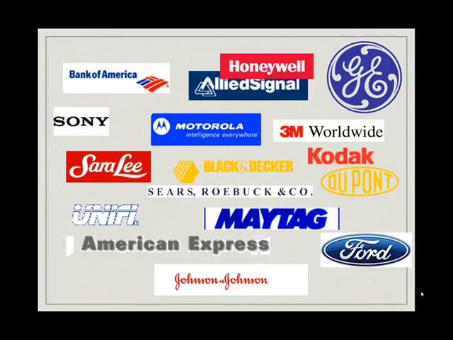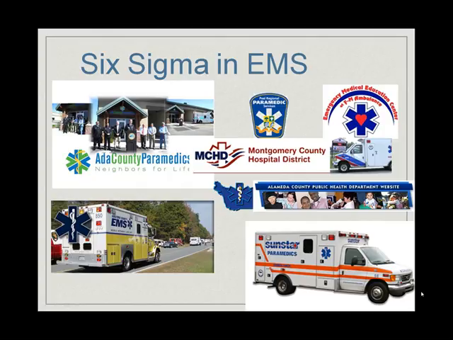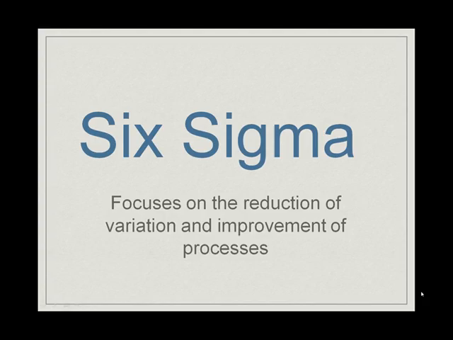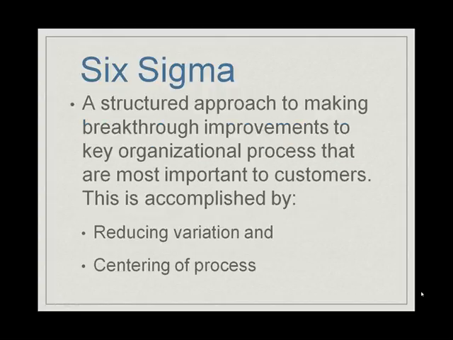Numerous companies and industries have utilized Six Sigma and continue to do so today, and we're rapidly seeing Six Sigma become more prevalent in the EMS community, with many organizations utilizing it either as an overarching concept or utilizing some of the principles that we'll talk about. So what is Six Sigma? Six Sigma focuses on the reduction of variation and the improvement of processes. It's a structured approach to making breakthrough improvements to key organizational processes that are most important to customers. This is accomplished by one of two things, either by reducing variation or centering a process on a given target.